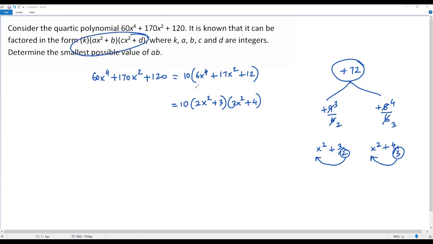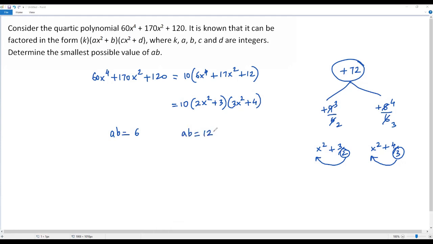When I compare the given factored form and the factored form we got, in place of k we have 10. If I consider 2x^2 + 3 as ax^2 + b and the other as cx^2 + d, then a is 2 and b is 3. Then ab equals 2 times 3, that is 6. In case I consider 3x^2 + 4 as ax^2 + b, then a is 3 and b is 4, so ab equals 3 times 4, which is 12.